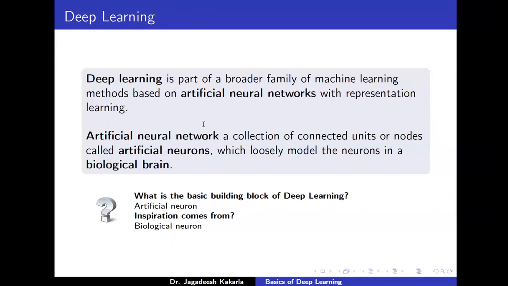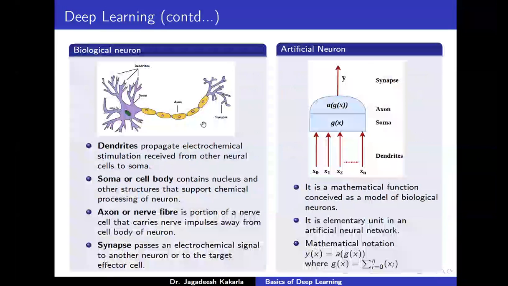So first let me discuss what a biological neuron is, and then I will discuss the artificial neuron and how they are relevant to each other. Don't think that I'm teaching biology; I am also poor in biology. But let me discuss what a biological neuron is, then what an artificial neuron is, and how they are relevant. If you look at this biological neuron, you have the dendrites.